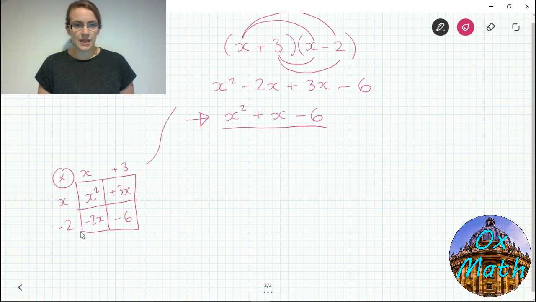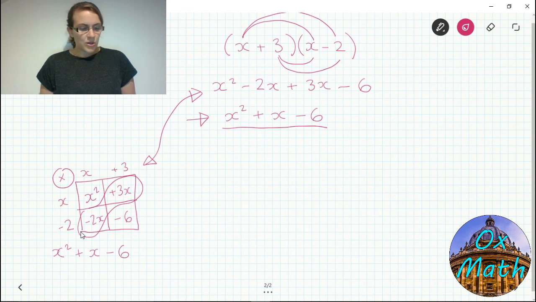Now you can see that this is just the same as what we did up here, but it will help us when going the other way. We can then add up all our terms. We've got the x squared, we've got the minus 2x and the plus 3x here to give us plus 1x, and then the minus 6. So if we just think of another example to see how it's working.